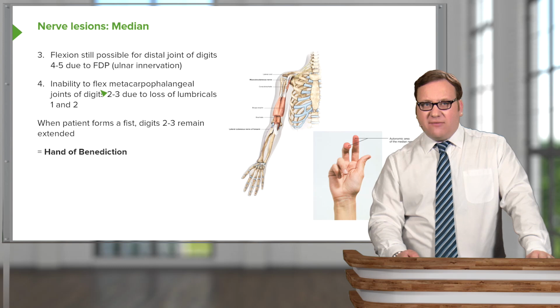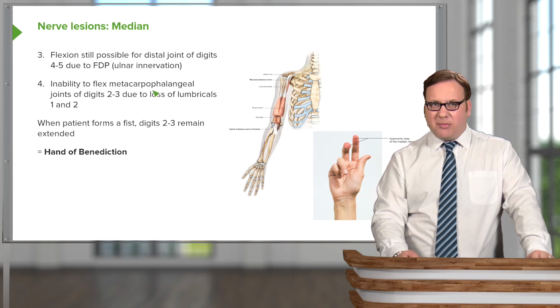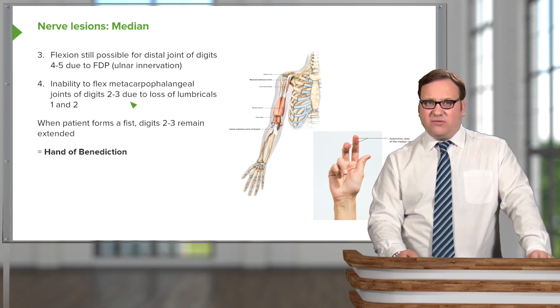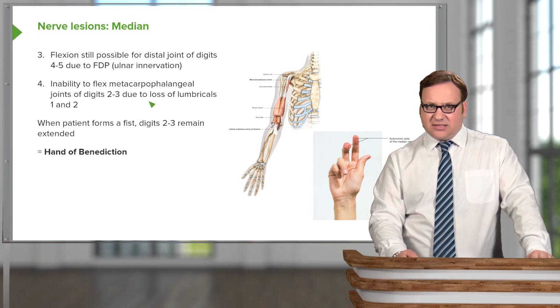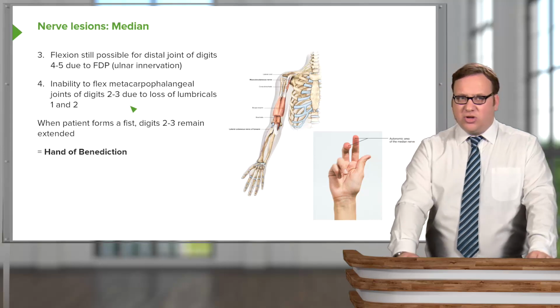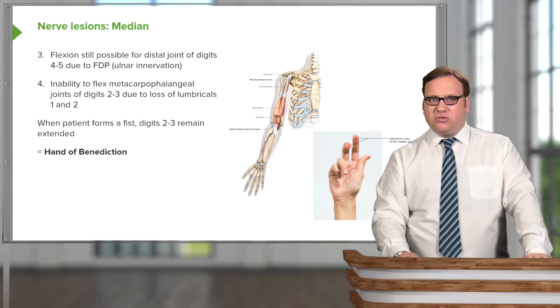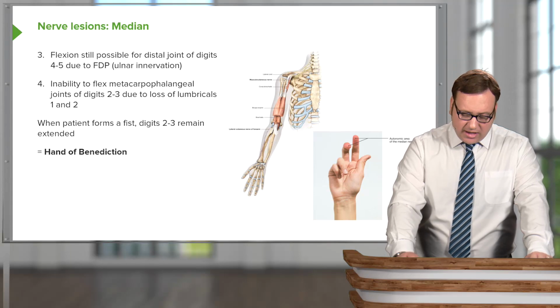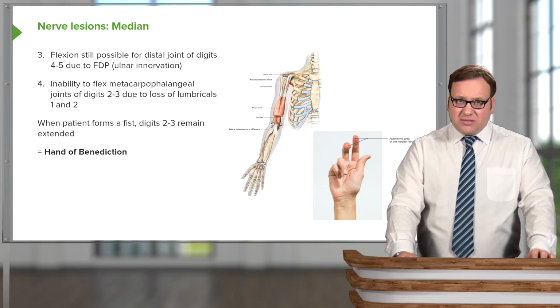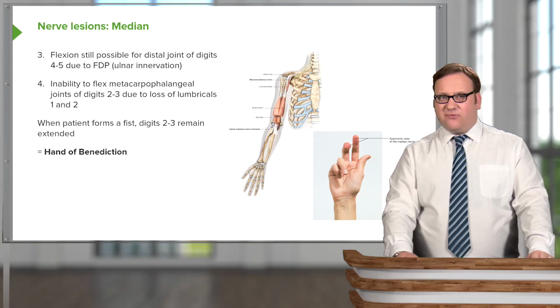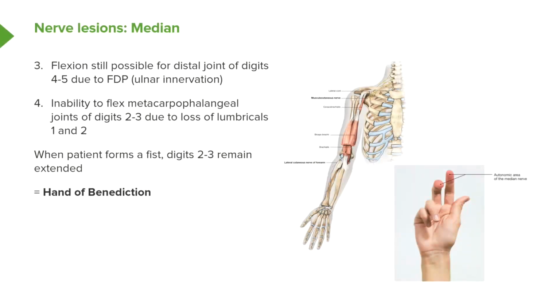You're also going to have an inability to flex the metacarpophalangeal joints of digits 2 to 3, and due to loss of the lumbricals, you won't be able to extend the interphalangeal joints of digits 1 and 2. So this means that when a patient is asked to form a fist, digits 2 and 3 essentially remain extended. And this is what we can see here.